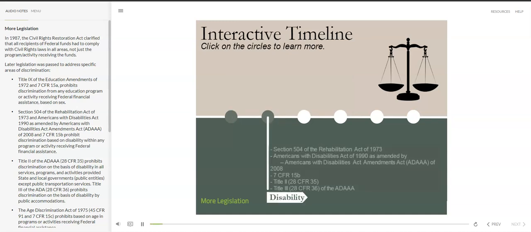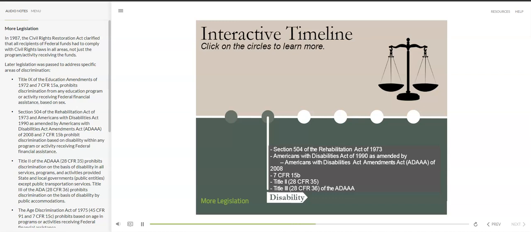Disability. Section 504 of the Rehabilitation Act of 1973 and Americans with Disabilities Act 1990 as amended by Americans with Disabilities Act Amendments Act, ADAAA, of 2008 and 7 CFR 15B prohibit discrimination based on disability within any program or activity receiving federal financial assistance.